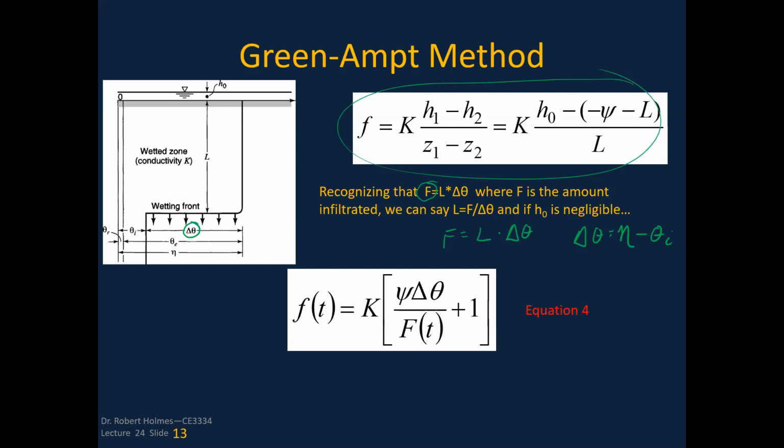And so as we move through this, we can see that getting rid of some terms here, we can simplify and pull some things together when we start looking at this value to our equation 4 here. This changes into this: f is equal to K times psi delta theta over the value of F, where that's nothing more than F is equal to L times delta theta, right? And so L is equal to F over delta theta, right? And so we plug that in here. So this is equal to F over delta theta, and this reduces to this. So this is a form of the Green-Ampt method. We're going to call that equation 4.